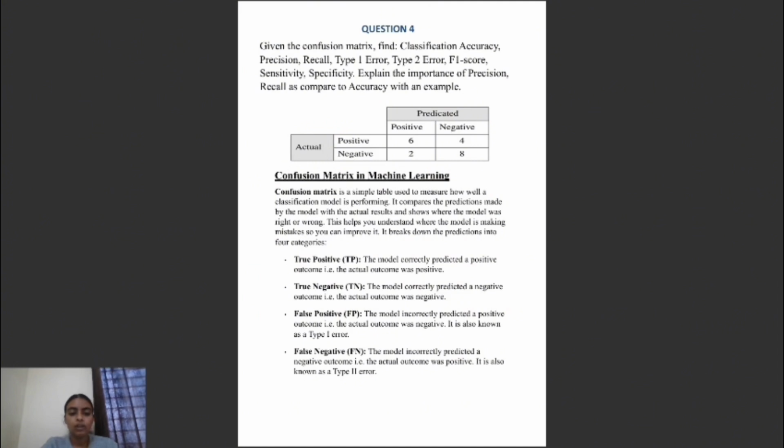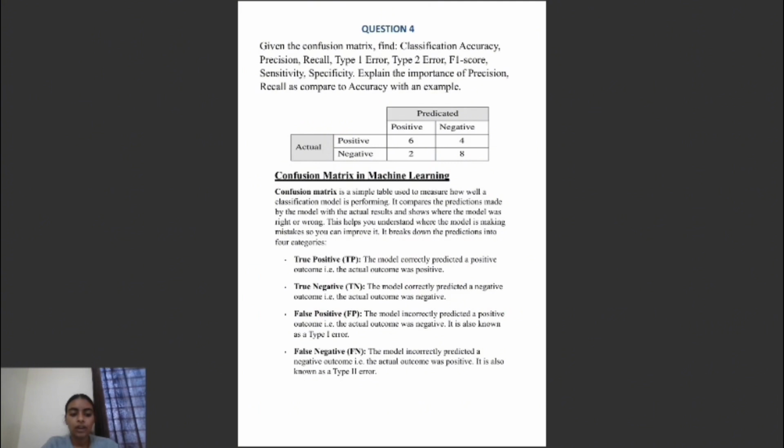True positive. The model correctly predicts a positive case. True negative. The model correctly predicts a negative case. False positive. The model predicts positive even though the actual case is negative. That is known as type 1 error. False negative. The model predicts negative even though the actual case is positive. This is known as type 2 error.